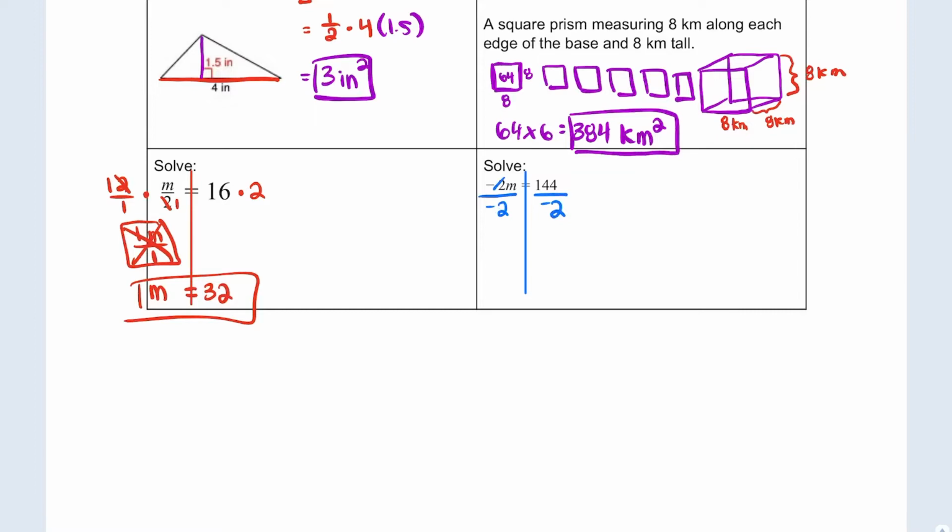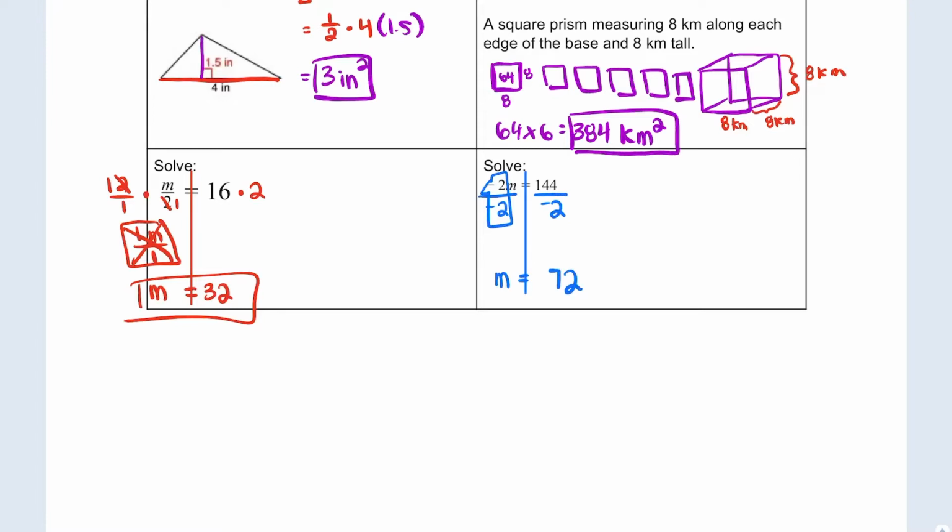What I mean by canceling each other out is, what's negative 2 divided by negative 2? That just becomes a giant 1, which you may have heard before. So 1 times m is just m. When I say cancel out, this is what I mean. The 2's become a giant 1, so I'm just left with 1m. And let's go ahead and divide 144 by negative 2. 144 divided by negative 2.